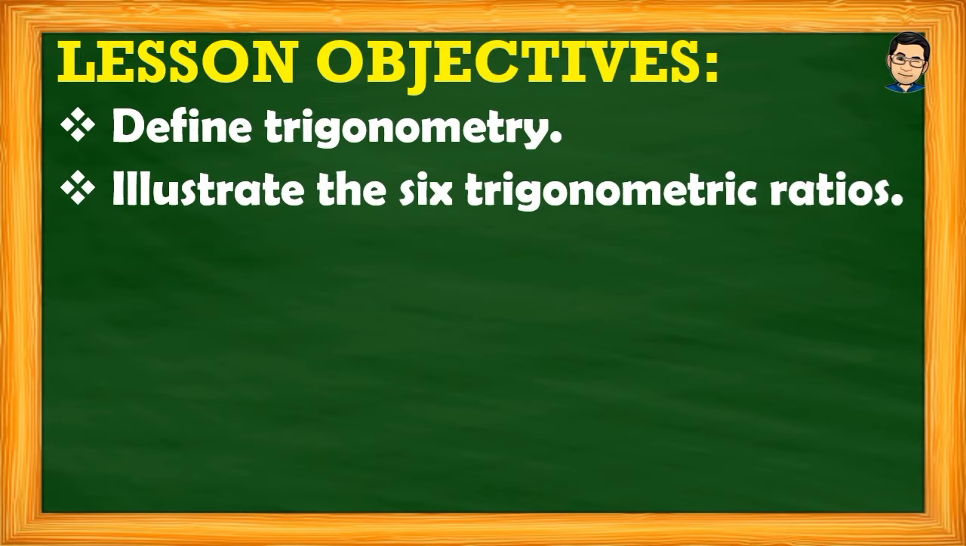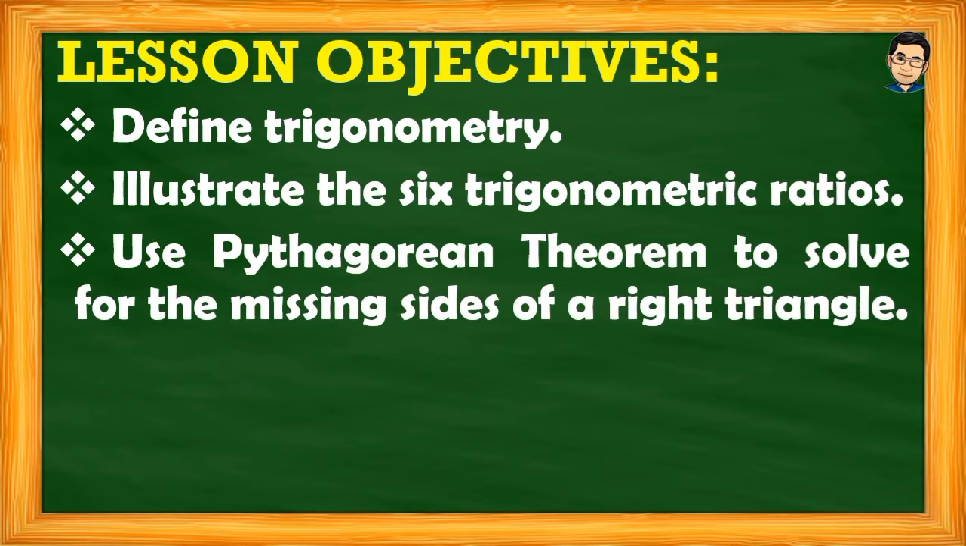Second, after that, we will illustrate the 6 trigonometric ratios. And then, we will use Pythagorean theorem to solve for the missing sides of a right triangle. So usually kapag may mga missing parts tayo sa isang right triangle, ito ang kadalasan talaga commonly na ginagamit para makuha yung mga missing sides na yun, yung tinatawag nating Pythagorean theorem. Mamaya, makikita nyo po yung application ng Pythagorean theorem kapag sinolve na natin yung mga missing sides ng right triangle.